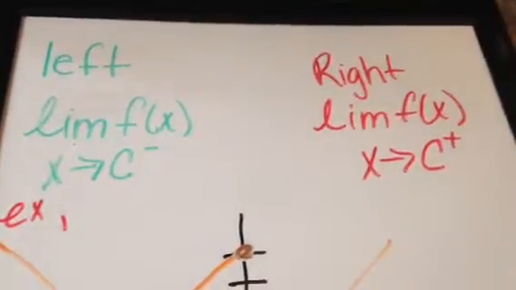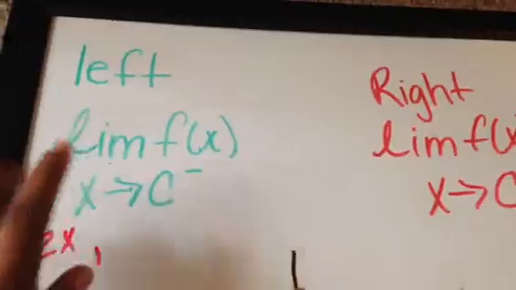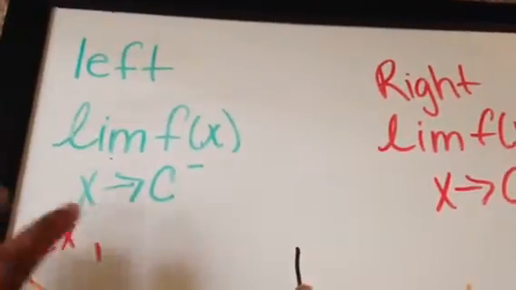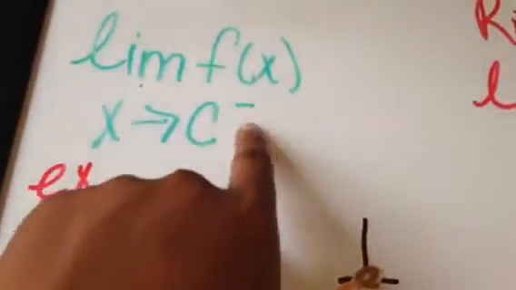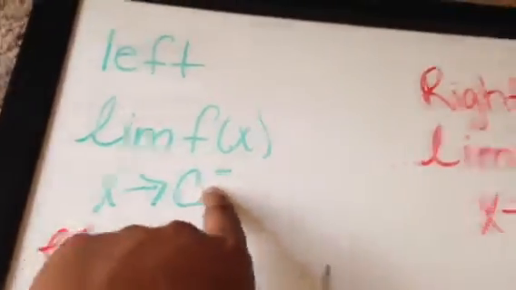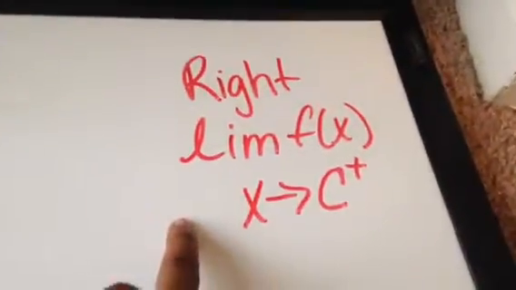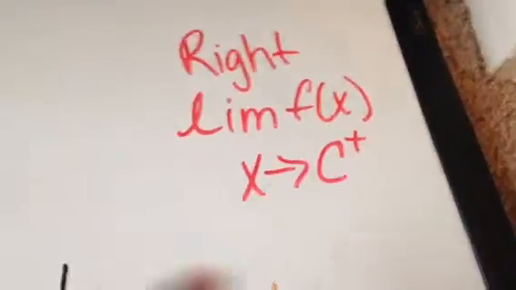In order to find the limit, you first have to distinguish whether you have a left or a right limit. So our left limit says the limit of f of x as x approaches c from the negative side. The negative distinguishes whether you have a left or a right limit. So negative is our left limit, and our right limit states the limit of f of x as x approaches c from the positive, which is coming from the right side.